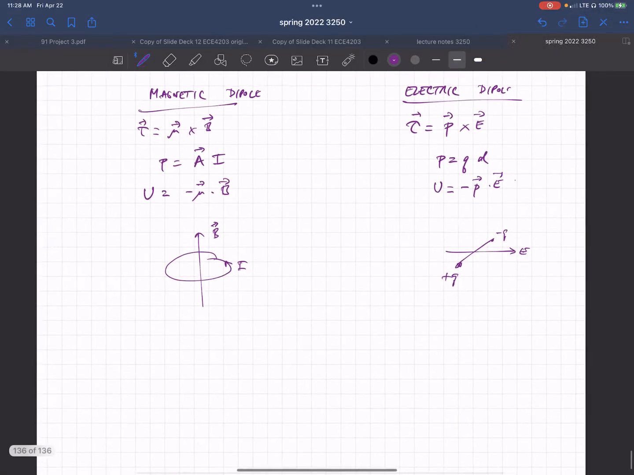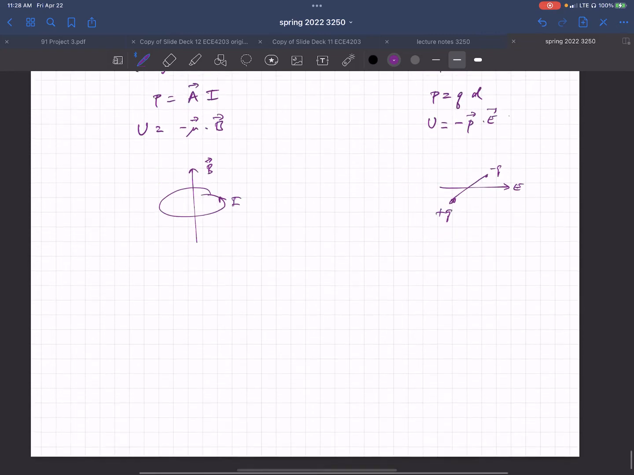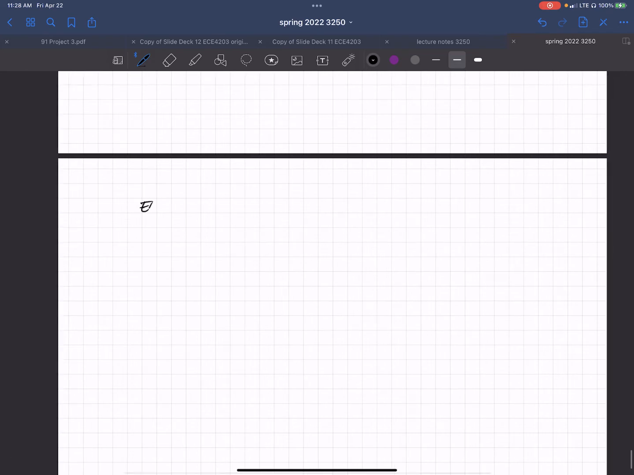Okay, guys, so now let's say we have this magnetic dipole. Let's do another example. This time we're going to look at a very useful device that you can build using this magnetic dipole, and that's an electric motor. Okay, so let's see how this is made.